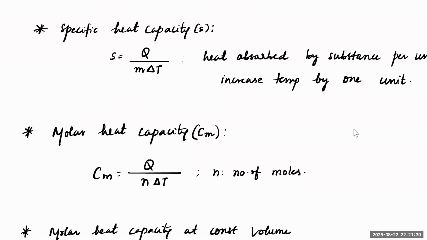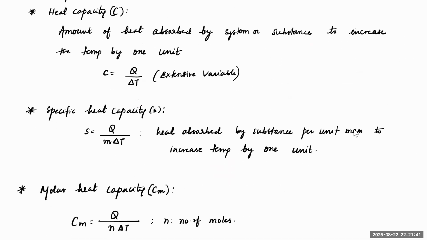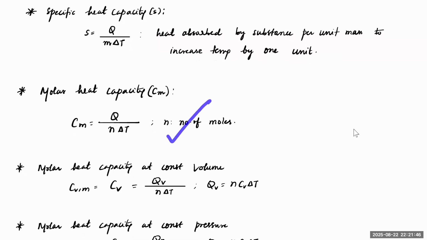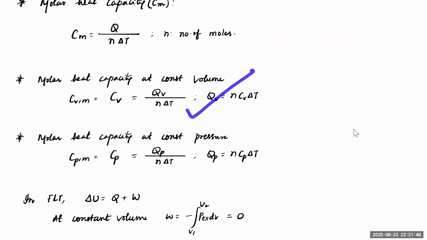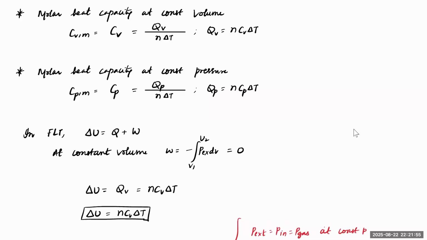Clear? And I told you about heat capacities already: normal heat capacity, specific heat capacity, molar heat capacity, heat capacity at constant volume, and heat capacity at constant pressure. These two terms are to be checked thoroughly. So heat at constant volume, how do we write it? QV is equal to nCV delta T. Heat at constant pressure, how do we write it? QP is equal to nCP delta T. Right?